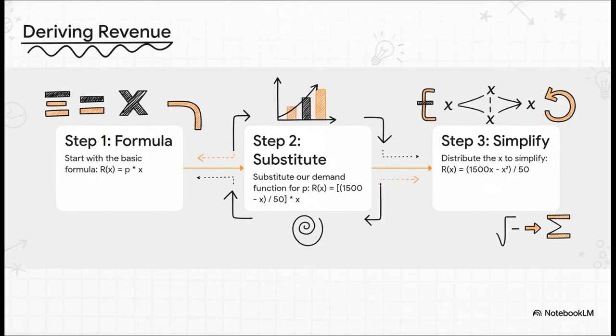Okay, let's walk through this derivation very carefully, because this is a common place where students make errors. We start with our basic revenue formula. R of X equals P times X. Simple enough. Now for step 2, we substitute that entire expression for P from our demand function. Here's the common mistake. People sometimes forget to multiply the entire expression by X. You have to make sure you do that. By carefully distributing that X across the numerator, we get our final revenue function, which, as you can see, is now only a function of one variable, the quantity sold, X.